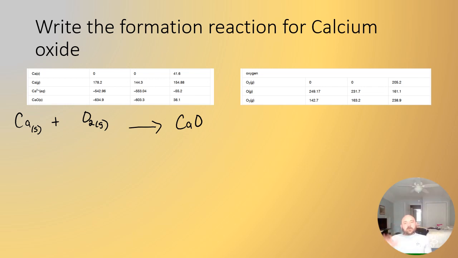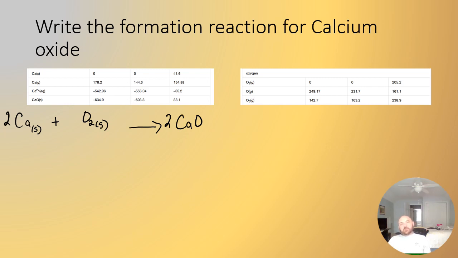So that's the start of the formation reaction for calcium oxide. However, we see that this is not balanced. I've got calcium solid plus O2 gas yielding calcium oxide, but only one oxygen atom. Something disappeared here. So if I were balancing this as a chemical equation, the formation reaction would look like this: 2 and 2. 2 moles of calcium solid plus 1 mole of oxygen gas yields 2 moles of calcium oxide.